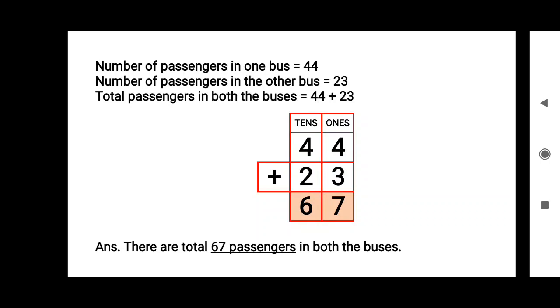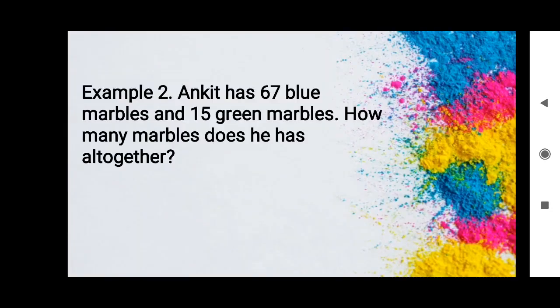Then the second step is underline or circle the numbers given in the word problem. After that, you will write the statements and then you will solve the numbers to get the final answer. And lastly, you will write the final answer in the form of a statement. Let us take one more example now.